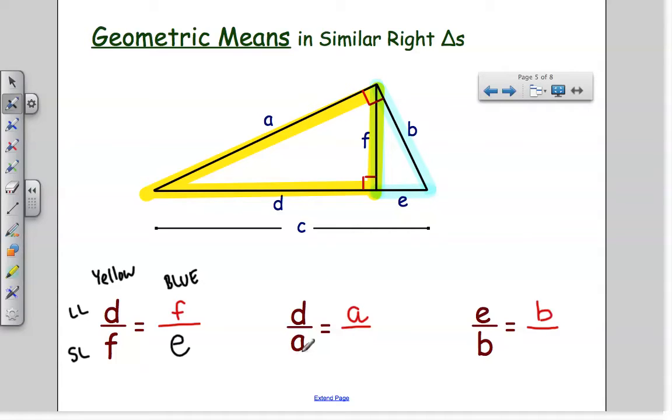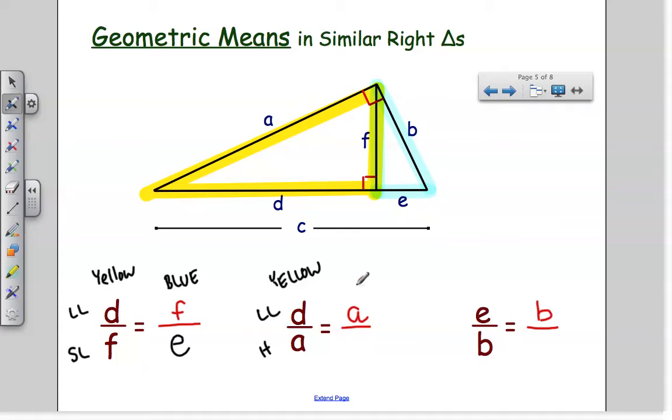Another geometric mean would be found with D over A. Remember, take a look. What triangle are both D and A in? Here's D, which is part of already just the yellow triangle, and A is also part of that yellow triangle. So once again, these are both in the yellow. What are D and A? Short leg, long leg, hypotenuse? For that yellow triangle, D is the longer of the two legs. A would be the hypotenuse of that yellow triangle.